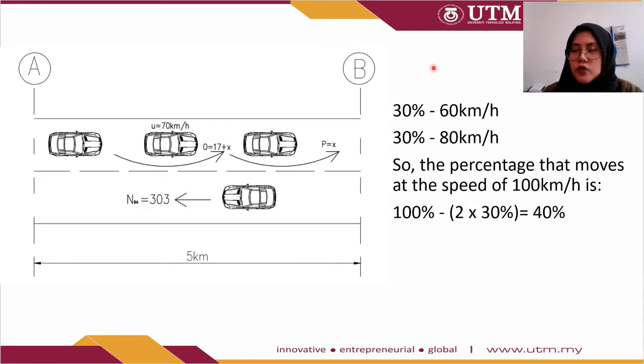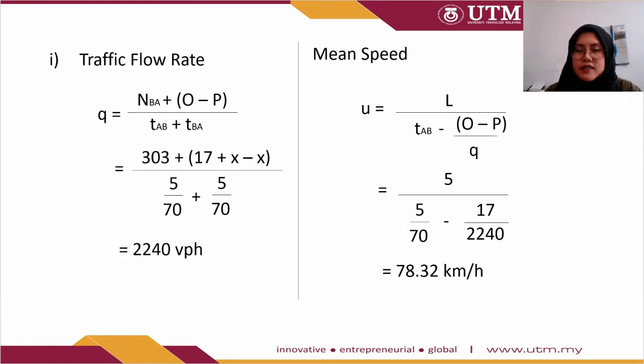Okay, so in one traffic flow, 30% of the vehicles move at a constant speed of 60 km per hour, another 30% at a speed of 80 km per hour. So in one traffic flow, the total percentage of the vehicles is 100. So the percentage that moves at a speed of 100 km per hour is 100% minus 2 times 30, which equals 40%. Okay, next let's see the solutions.